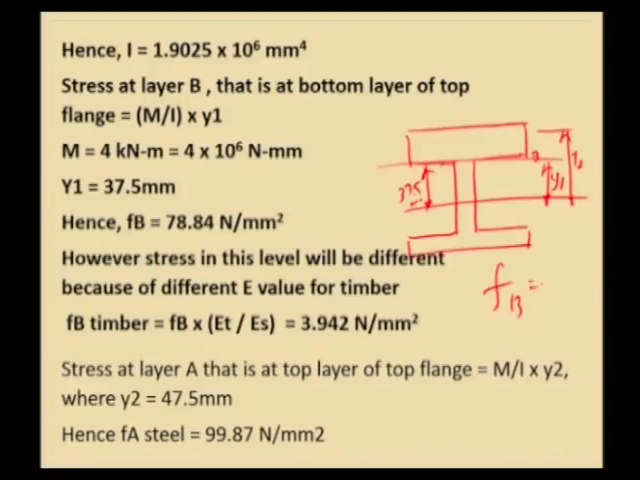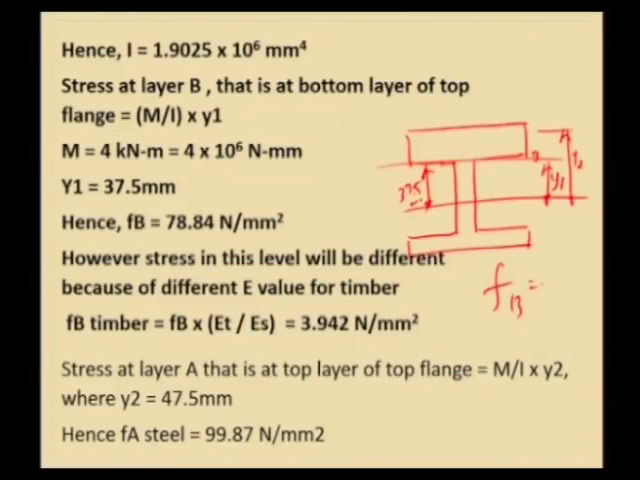However, this value needs to be modified or transformed for the equivalent timber section. How can we compute this? We can compute the stress at level B corresponding to timber as F_b multiplied by E_t by E_s. Substituting the values of E_t and E_s, you will get 3.942 Newton per mm squared. So, that is the stress at layer B corresponding to the timber section.